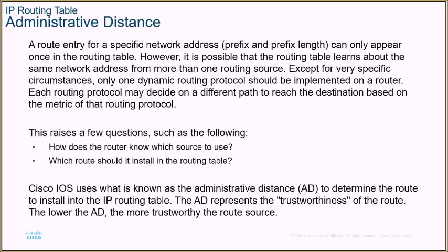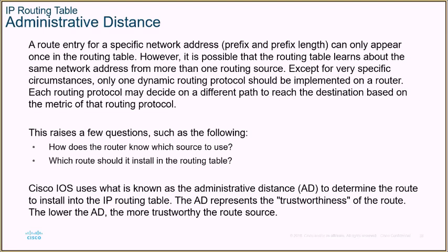Okay, so administrative distance, I think I have already explained it. Now, a route entry for a specific network address, prefix or prefix length, can only appear once in the routing table. However, it is possible that the routing table learns about the same network address from more than one routing source. Except for very specific circumstances, only one dynamic routing protocol should be implemented on a router. Each routing protocol may decide on a different path to reach the destination based on the metric of that routing protocol.